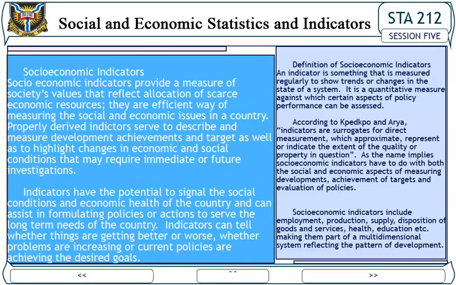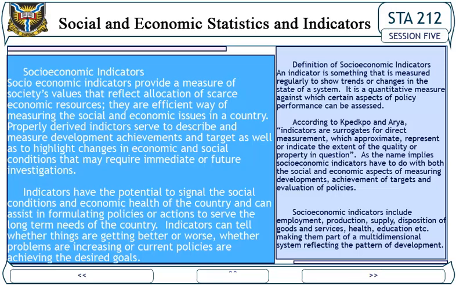Socio-economic indicators. Socio-economic indicators provide a measure of society's values that reflect allocation of scarce economic resources. They are an efficient way of measuring the social and economic issues in a country. Properly derived indicators serve to describe and measure development, achievements, and targets as well as to highlight changes in economic and social conditions that may require immediate or future investigations.